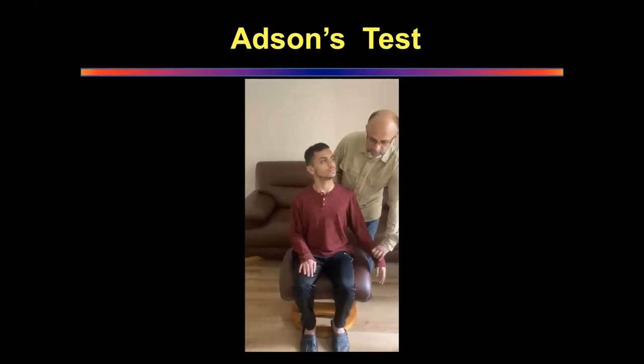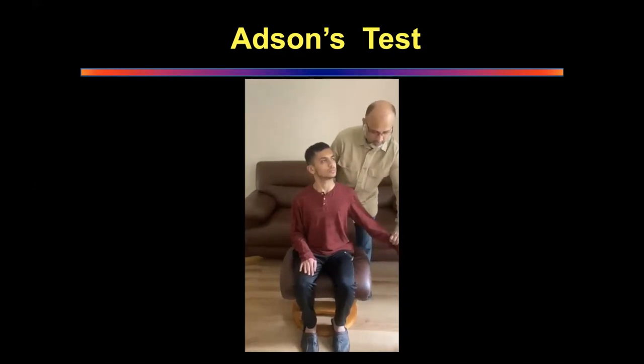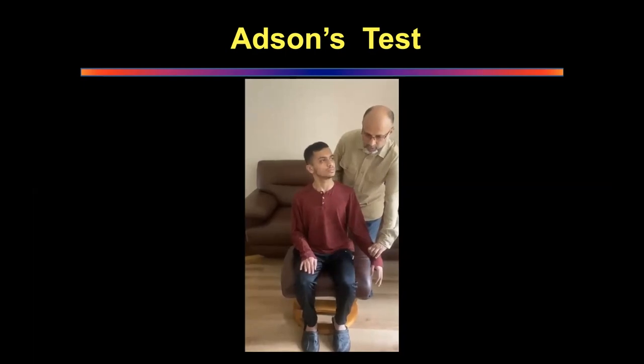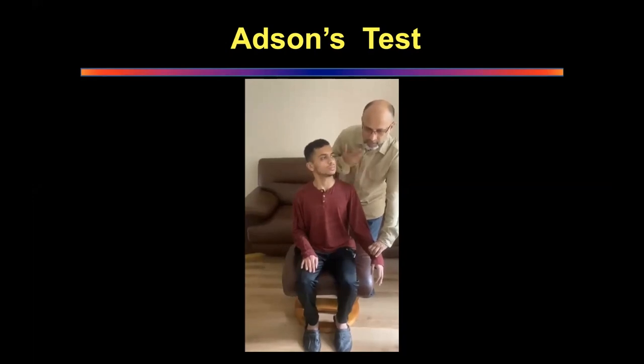A modification of this test is when you move the arm 15 degrees and feel for the radial pulse with the patient breathing normally. In the first part of the test, the patient is also asked to take in a deep breath and hold his breath. This pushes the first rib against the vascular bundle.